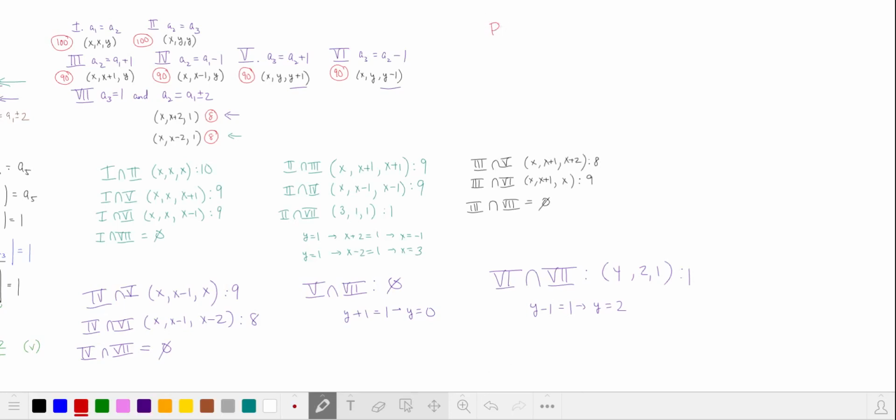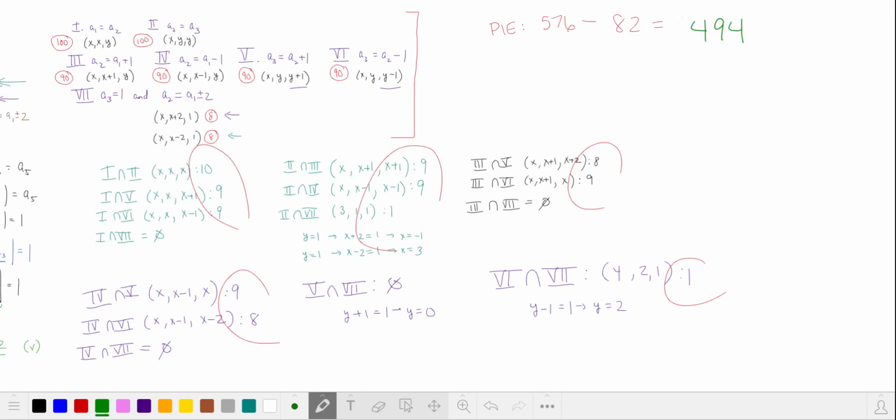Now we're going to use PIE to add all the triples in these first 7 conditions, and then we'll subtract all the triples that were counted twice this way. Adding these, we get 576. All the numbers down here total 82. So our answer is 494.